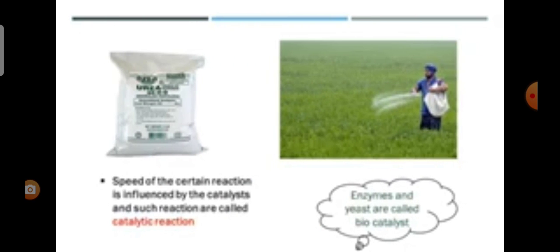In Vanaspati ghee preparation, finely divided nickel is used as a catalyst. The speed of certain reactions is influenced by the catalyst, and such reactions are called catalytic reactions. Enzymes and yeast are called catalysts.